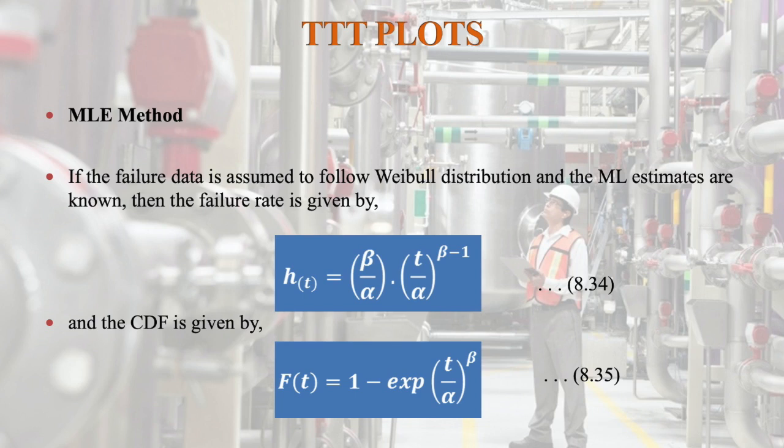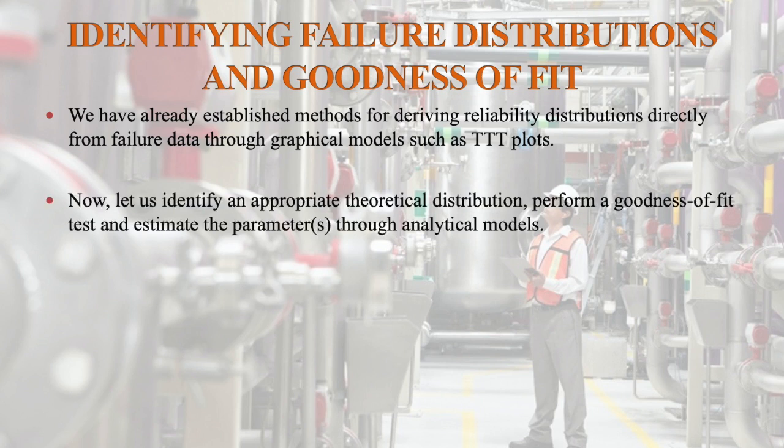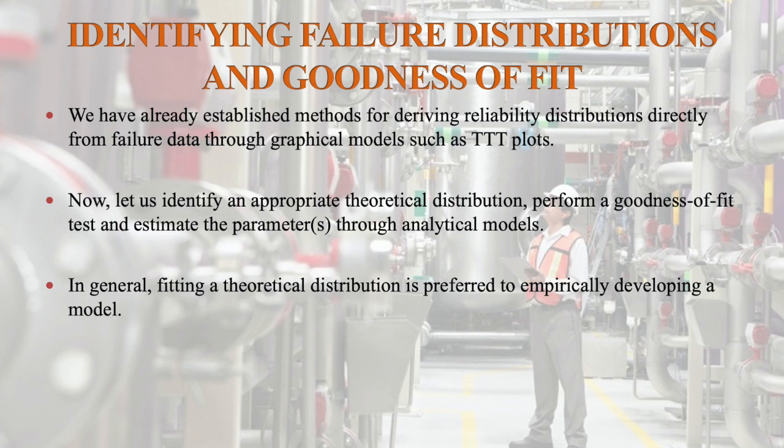Identifying failure distribution and goodness of fit. We have already established methods for deriving reliability distributions directly from failure data through graphical models such as TTT plots. Now let us identify an appropriate theoretical distribution, perform a goodness of fit test and estimate the parameters through analytical models. In general, fitting a theoretical distribution is preferred to empirically developing a model.